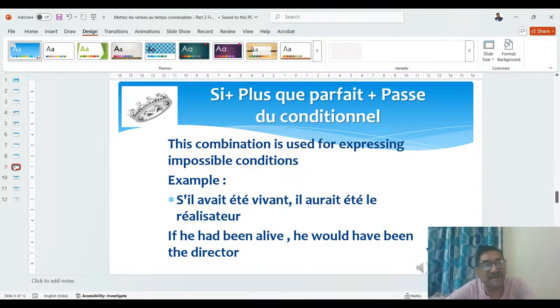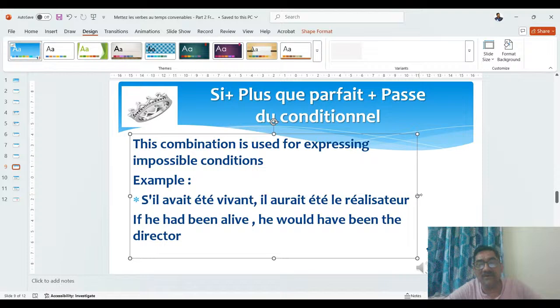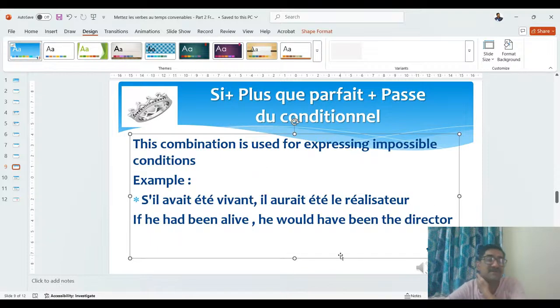Now comes the toughest part. The toughest part is si plus pluperfect plus past conditional. As usual, I would say nothing is tough. All you got to do is put the auxiliary verb in imperfect and conditional, and put the past participle of the verbs. So if he had been alive, he would have been the director. So it's like somebody's dead. So I'm going to say this. If he had been alive, he would have been the director.